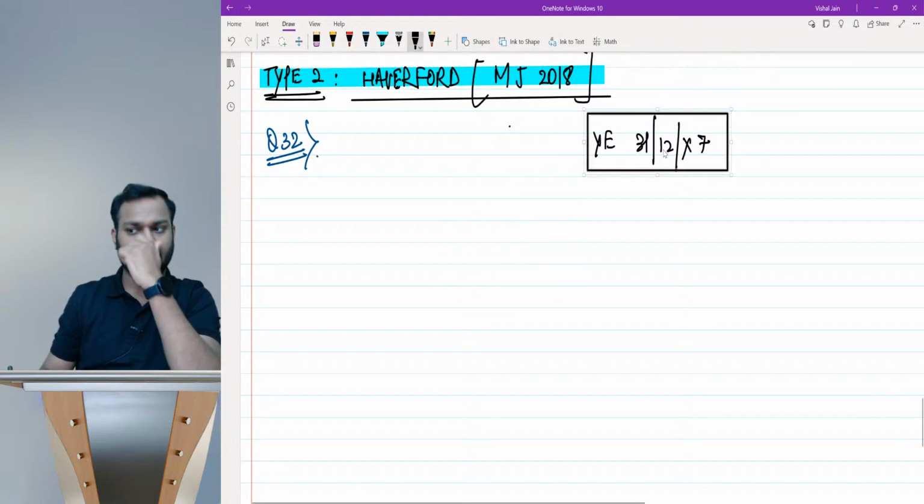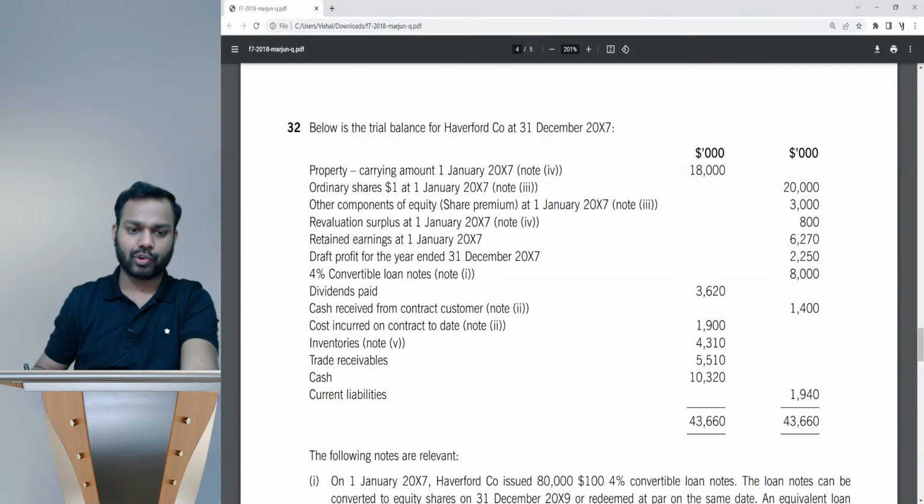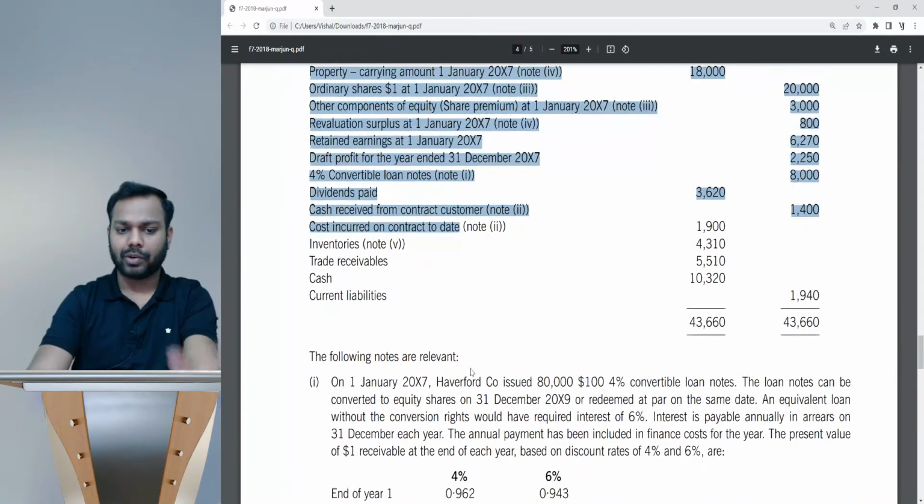Okay, now let's read the question and try to solve it. Below is the trial balance. Okay, the trial balance is given for the question. Now, what is the question saying?